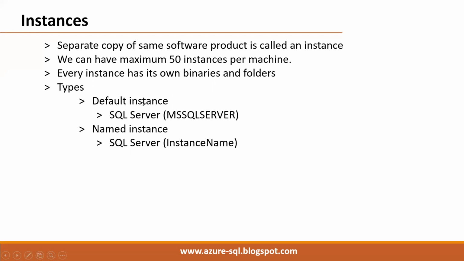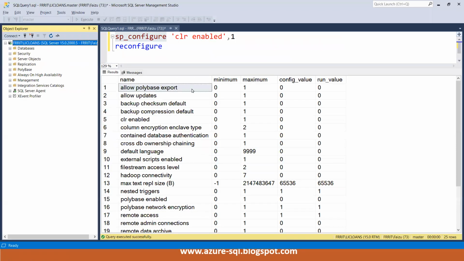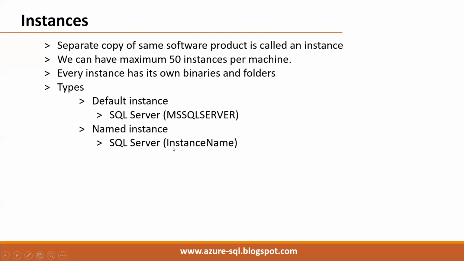Types here, like two types just now we have seen, default and named instance. For default instance, remember, SQL Server in brackets we have MS SQL Server. For default instance it is always the same, but for named instance, SQL Server in brackets we have the instance name. Like just now, remember our instance name is what? LIC loans. That's why SQL Server in brackets we have LIC loans, for example.